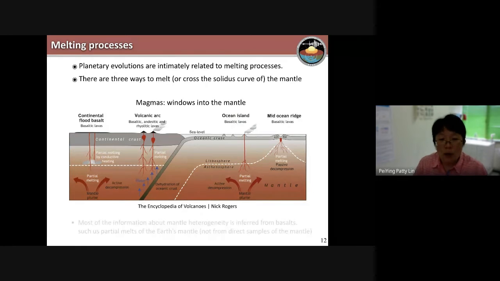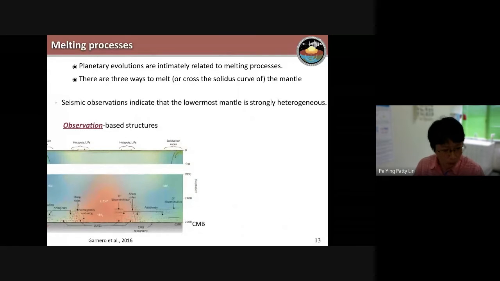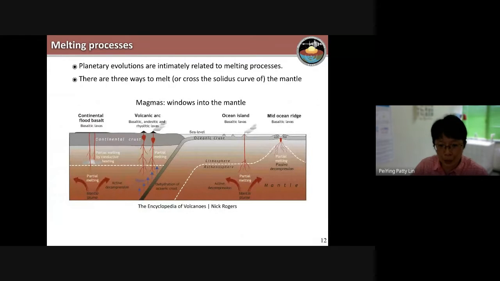So although I say that seismology is powerful to study planetary interiors, actually there are lots of different ways. For example, magma is one of the ways. We can sample the magmas or basalts on the surface, and then we can see what the composition is beneath it, and we can know the chemistry or temperature beneath it. So this is one of the ways we know about Earth's mantle.